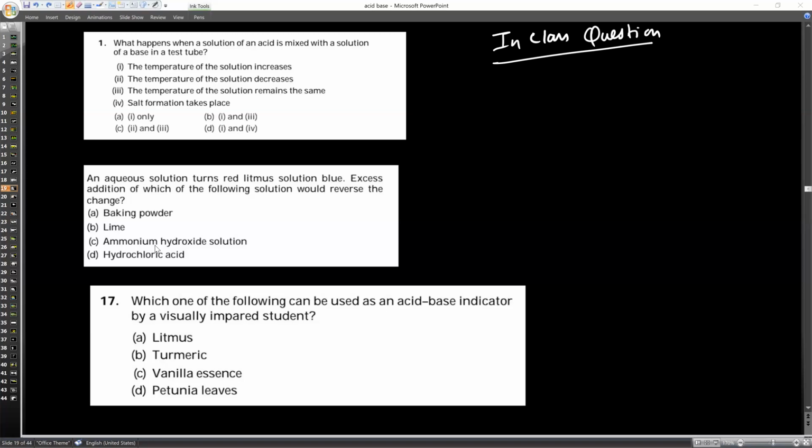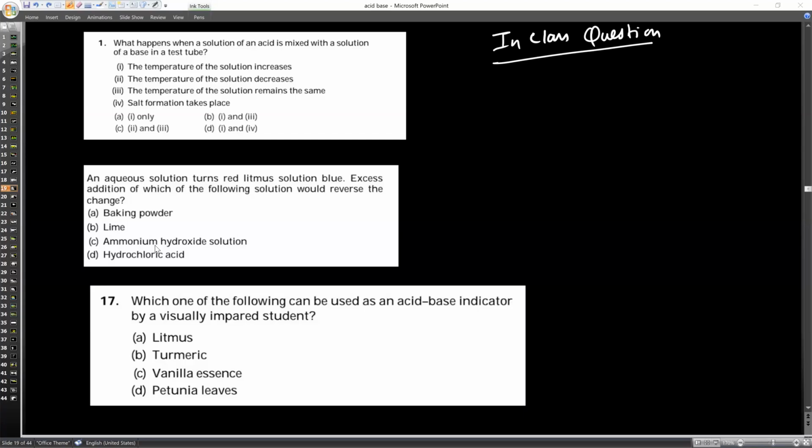Now next one, which of the following can be used as acid base indicator by visually impaired students? Visually impaired means Turmeric. Vanilla essence. No, vanilla essence is the correct answer, because vanilla is the olfactory indicator.